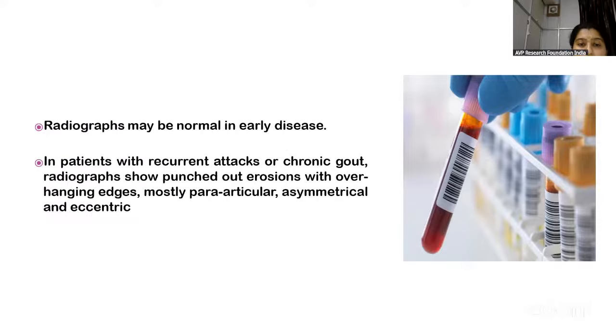Radiographs may be normal in early disease. In patients with recurrent attacks or chronic gout, radiographs show punched out erosions with overhanging edges, mostly para-articular, asymmetrical. So radiographs are usually normal in the early stage of the disease, but as the disease progresses, as I've told, it badly affects your skeletal system. So you can find these findings in case of long-standing gout.